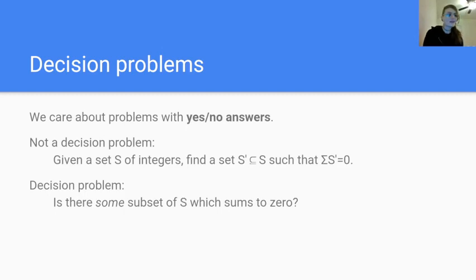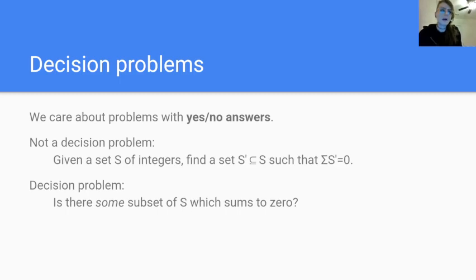All right, so we are talking in this lecture about decision problems. And decision problems differ from ordinary algorithmic problems in that they are strictly talking about yes or no answers. So here are some examples. Not a decision problem: given some set S of integers, find a subset S prime such that the sum of all the entries of S prime equals 0. This is a form of the subset sum problem, and we'll see that in a bit.